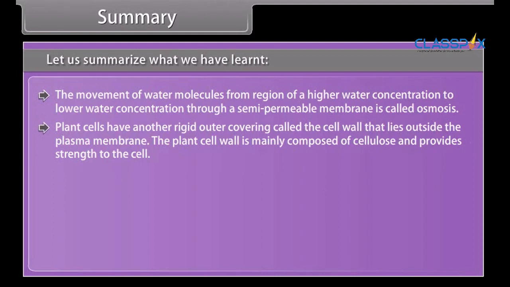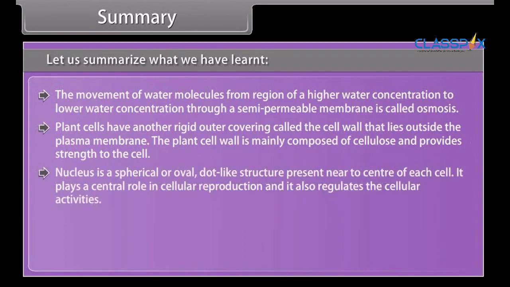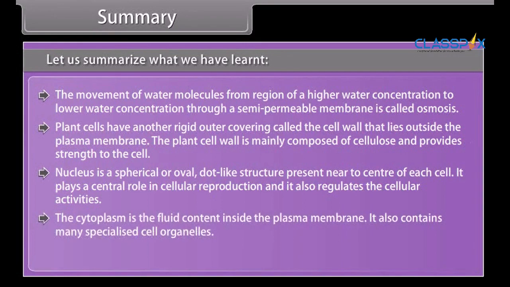Plant cells have another rigid outer covering called the cell wall that lies outside the plasma membrane. The plant cell wall is mainly composed of cellulose and provides strength to the cell. Nucleus is a spherical or oval, dot-like structure present near the center of each cell. It plays a central role in cellular reproduction and it also regulates the cellular activities. The cytoplasm is the fluid content inside the plasma membrane. It also contains many specialized cell organelles.